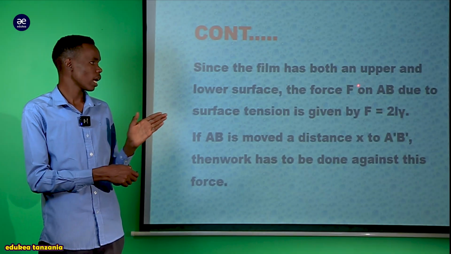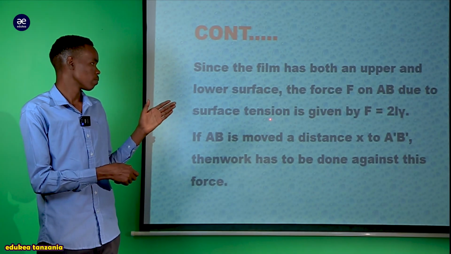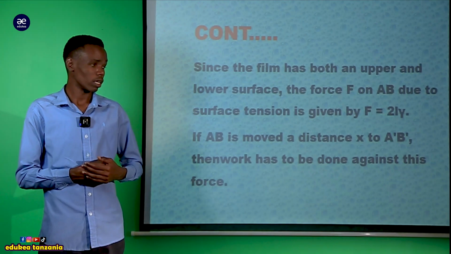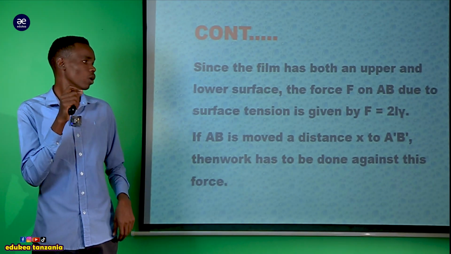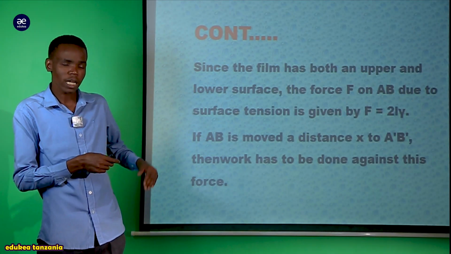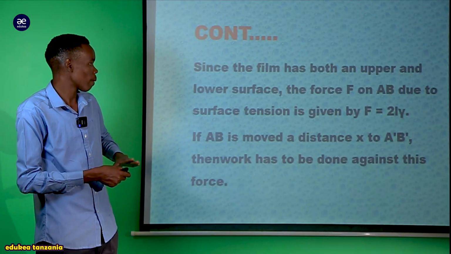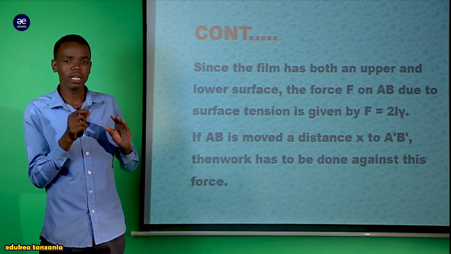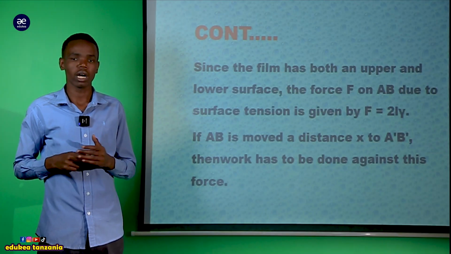Now the force F on AB due to the surface energy is given like this. The force must be equal for both the upper and the lower surface. So we obtain the force, which is equal to 2 times L times the surface tension.